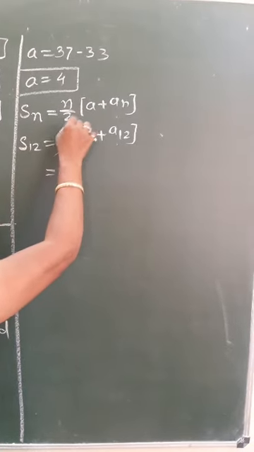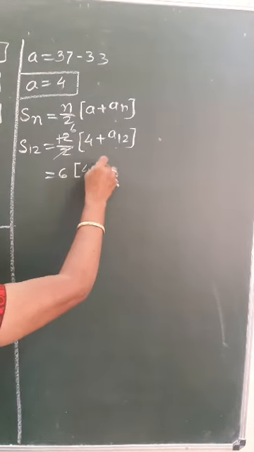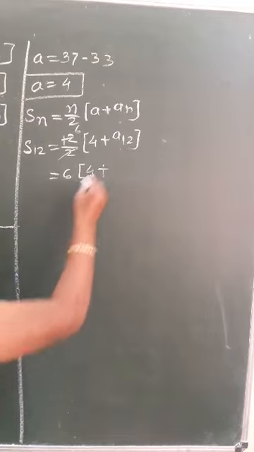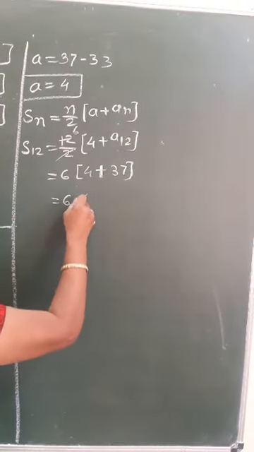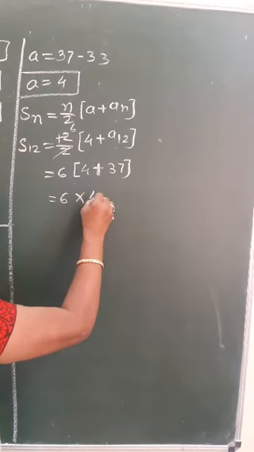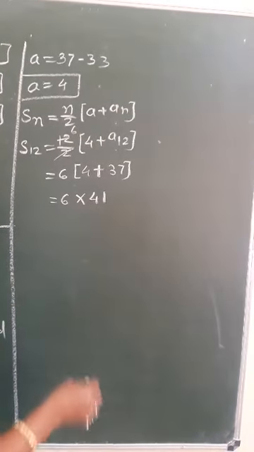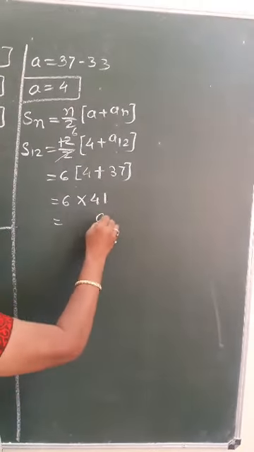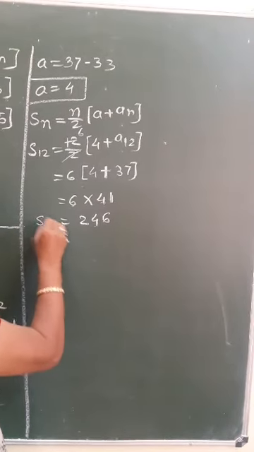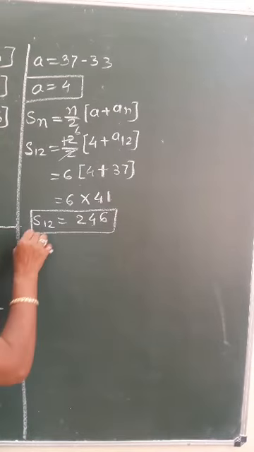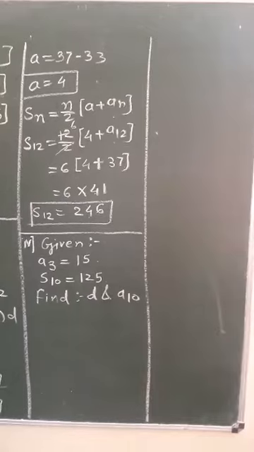So 2 ones are 2, 6 are 6. 4 plus here I will write the value of A12, which is equal to 37. So what we will get, 6 into 41, that is 4 plus 37 is 41. 6 ones are 6 and 6 fours are 24. So we got here S12, that is 246.